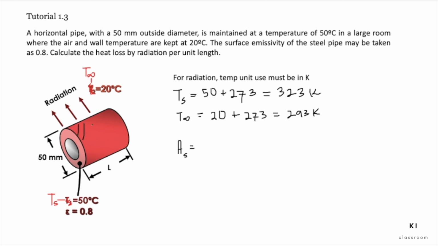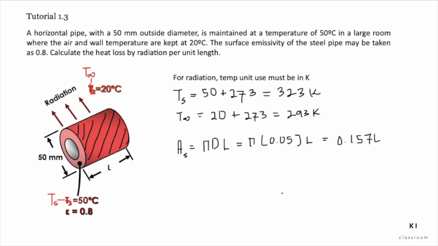Okay, the surface area is the area of surface that is exposed to the ambient. So our surface area is pi d L. Since we don't know the value of L, we're going to get 0.157 L. Okay, so take a look at what they want. What they want is heat loss by radiation per unit length, so Q divided by L.